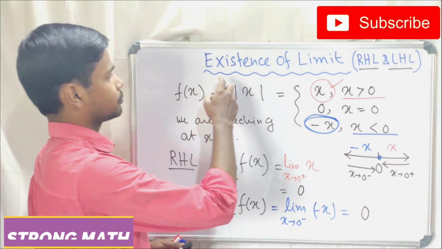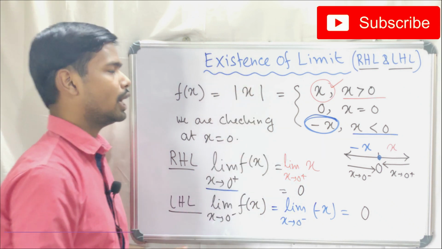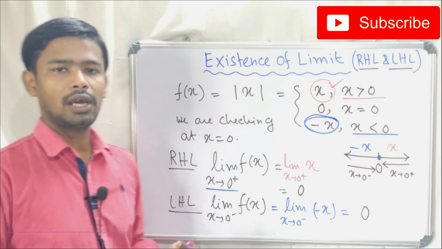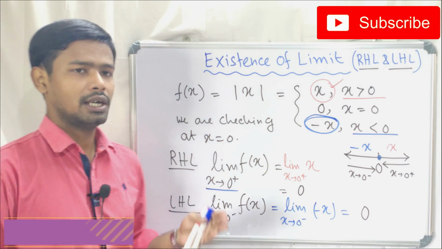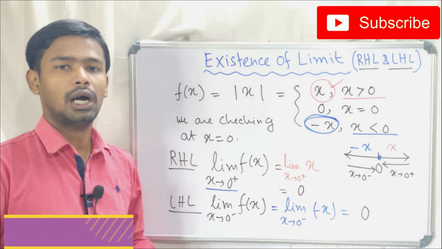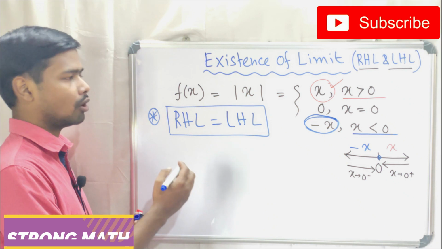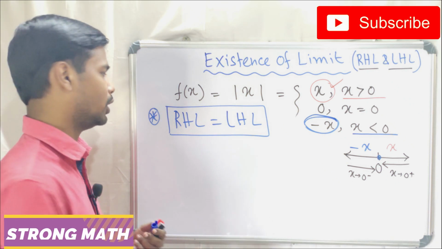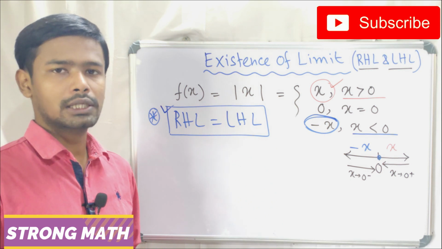Now we are discussing the existence of a limit. The limit of a function exists if the right hand limit and left hand limit are both equal. So the basic criterion for the existence of a limit of a function at a given point is that the right hand limit must be equal to its left hand limit.